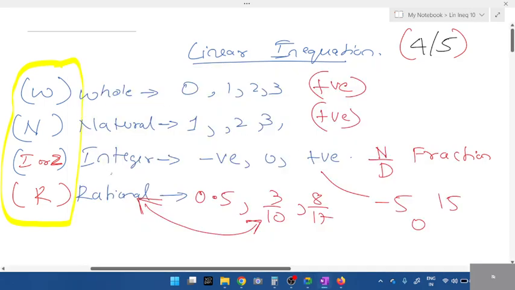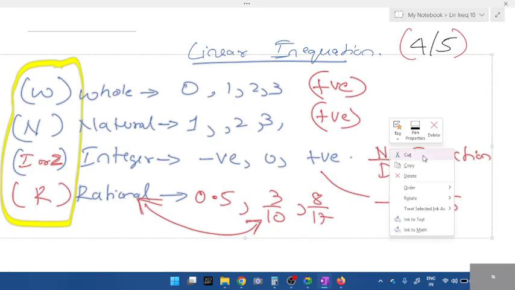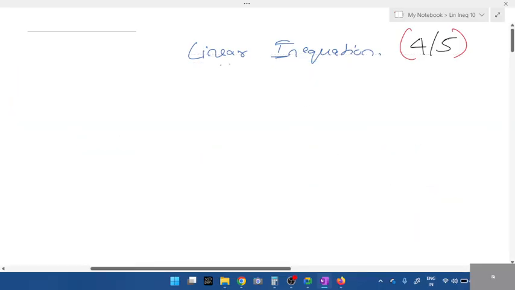Whole number, natural number, integer, rational number, students. These are the 4 things. Just learn this basic concept. You should know this basic. After this, the second concept. Before starting linear inequation, I'll tell you what is linear. Linear meaning is one variable. One variable.